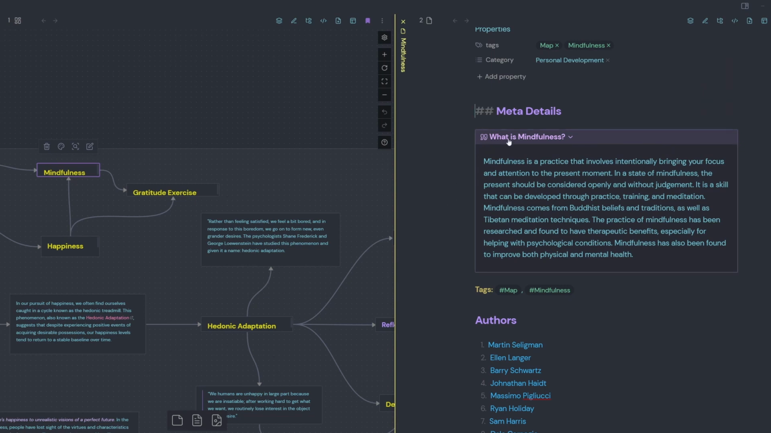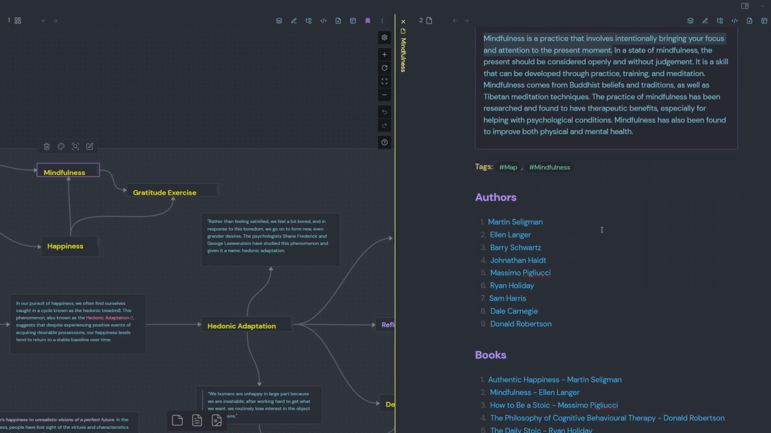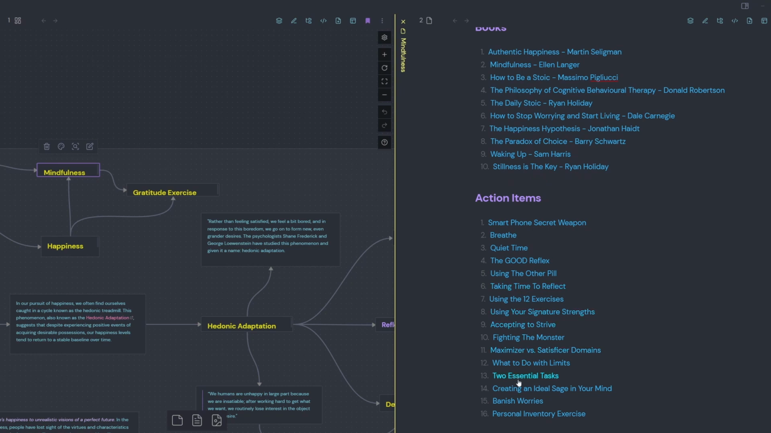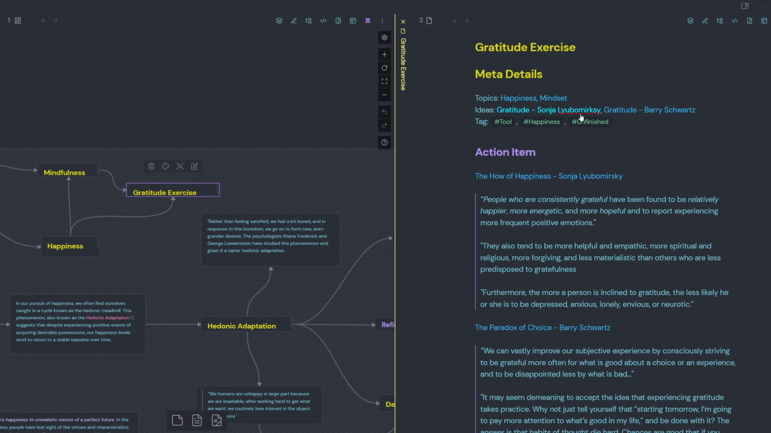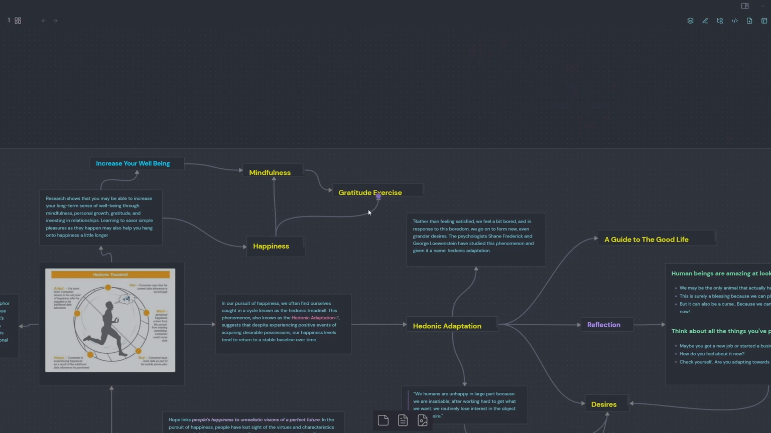So if I want to learn about being more mindful in my life, I can come into my mindfulness note and get a quick reminder straight away of what mindfulness is. It's the practice that involves intentionally bringing your focus and attention to the present moment. That's very powerful. If I want to explore this concept more in depth, there are a bunch of books here and some action items that I can go through to be more mindful in my life. It's the same for gratitude. So we can right click and open gratitude, and I can close mindfulness. We can read about that as well. And we'll just close that one.